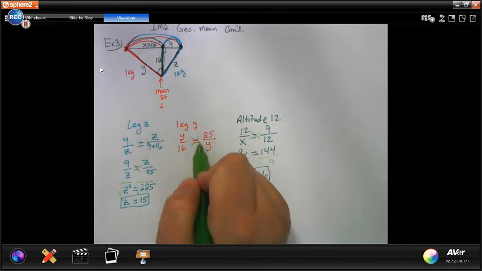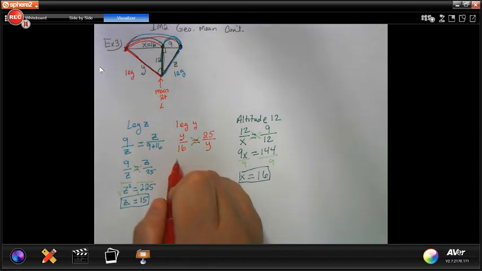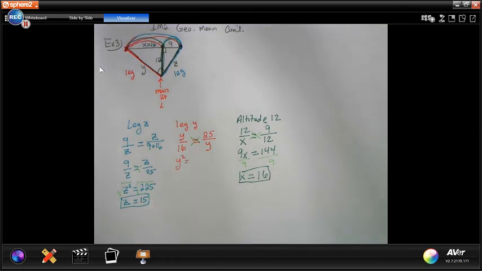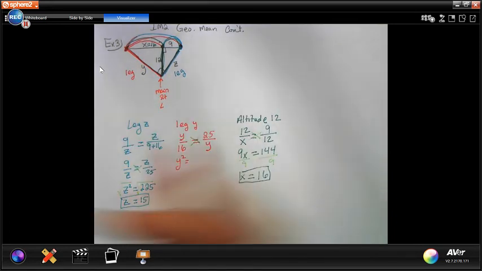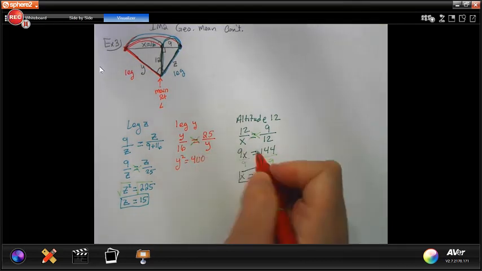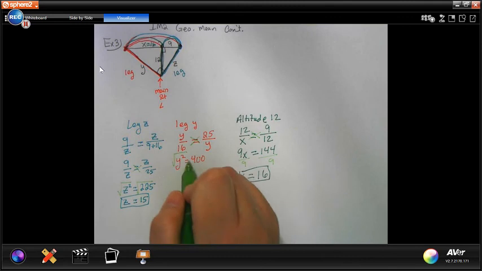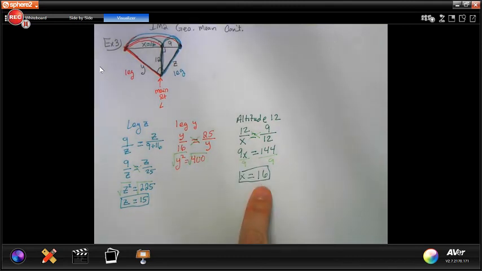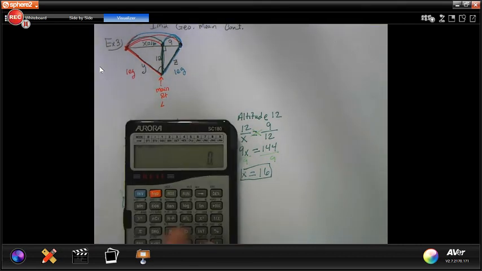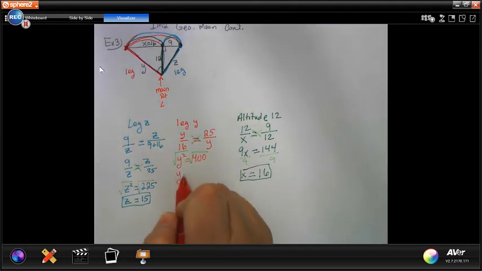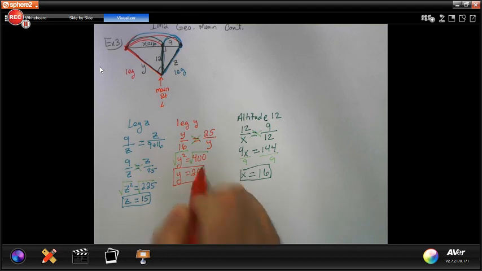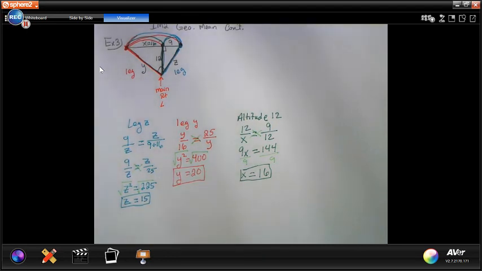So now we cross multiply. Y times y is y squared. 16 times 25 is 400. Square root both sides because we have y squared this time. We can square root. We couldn't square root for x, but we can square root for y. So the square root of 400 equals 20. So y equals 20. That is how to find the geometric mean on a right triangle.